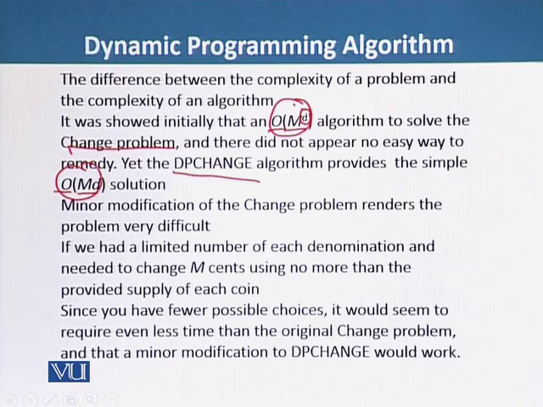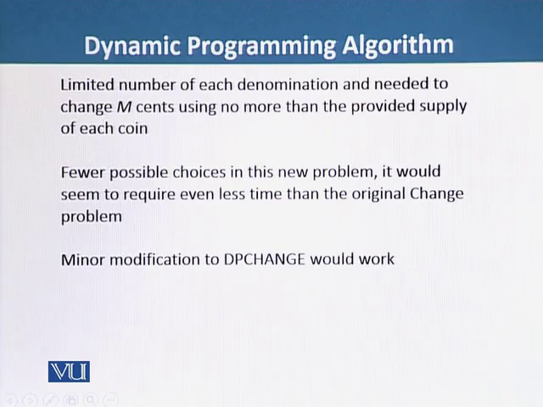If we had a limited number of each denomination and needed to change m cents using no more than the provided supply of each coin, even then we have fewer possible choices. It would seem to require even less time than the original change problem. With minor modifications to dynamic programming change, it will be very beneficial. We will see in the next slide what the minor modifications are.